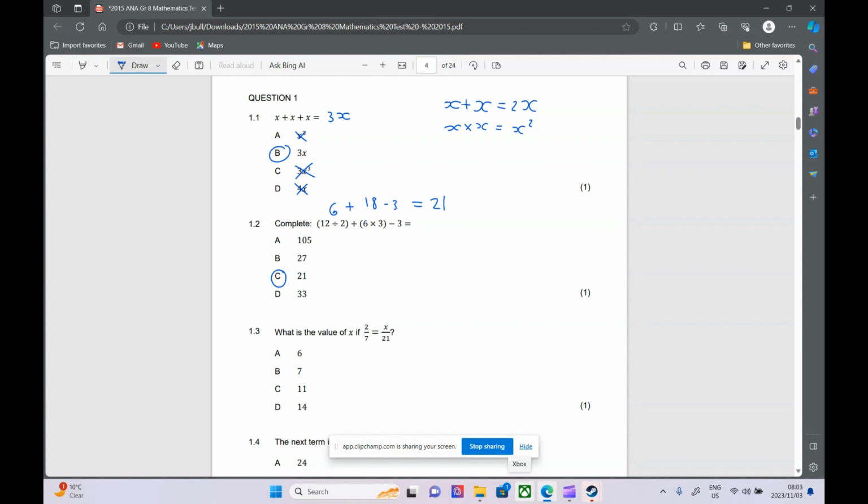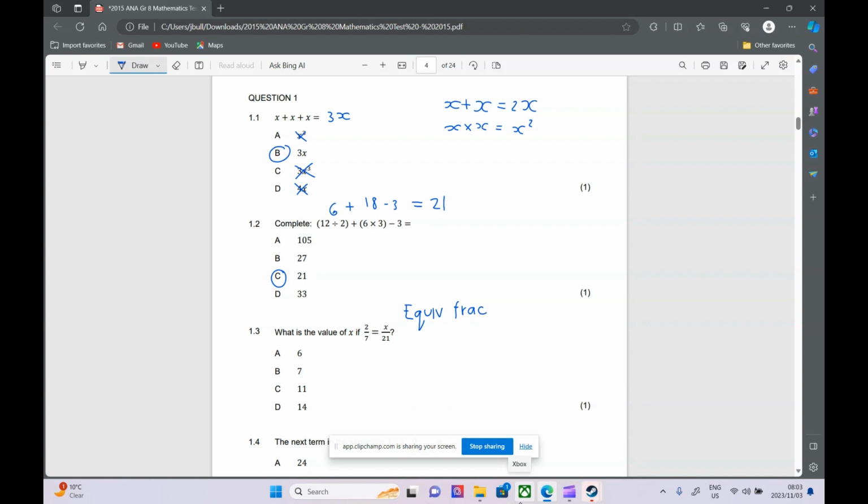Nice and straightforward. Just always work out what can I do to the top and the bottom. It's either going to be what can I times or what can I divide. If you were to work backwards with this one, you could have gone 21 divided by 3 gives you 7, and 6 divided by 3 will give you 2. So whichever is easy for you. In this case, timesing was easiest for us to figure this out.